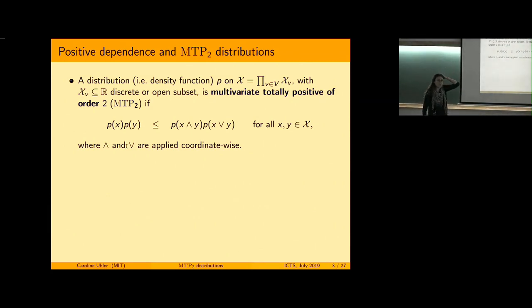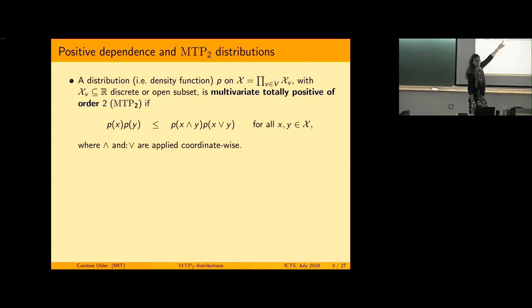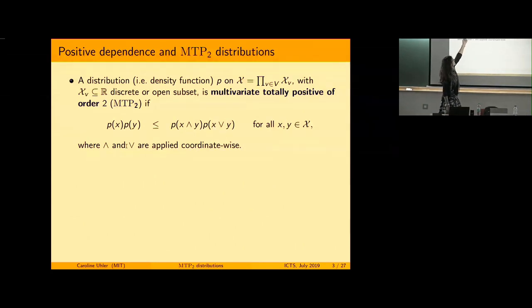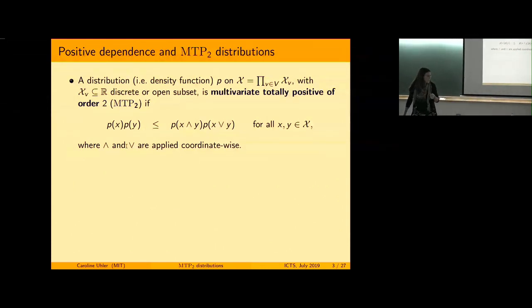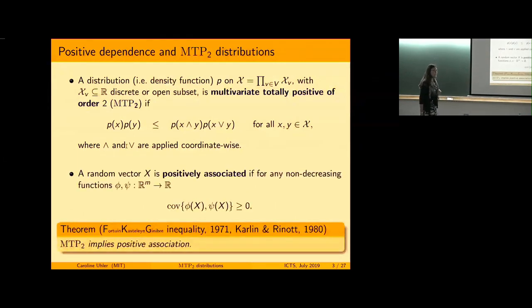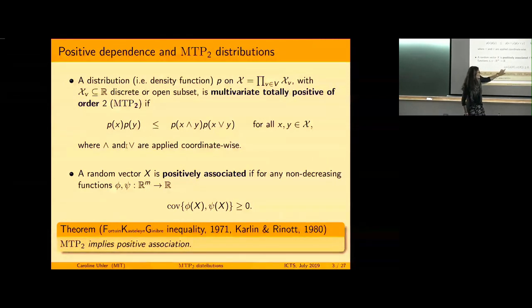Note, if you know supermodularity or submodularity: if the density function is everywhere positive, I can take logarithms, and then you get exactly log-supermodularity. So why would anyone want to study log-supermodularity for density functions? Well, the motivation was completely theoretical. This was not introduced to do anything in terms of data analysis. It was introduced in probability theory just to study positive association. So what is positive association? A random vector is positively associated if and only if the covariance of any two non-decreasing functions is always larger or equal to 0.